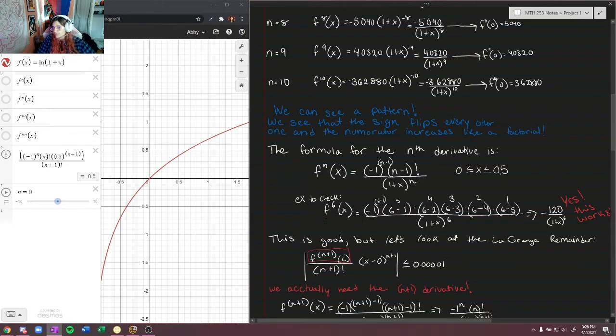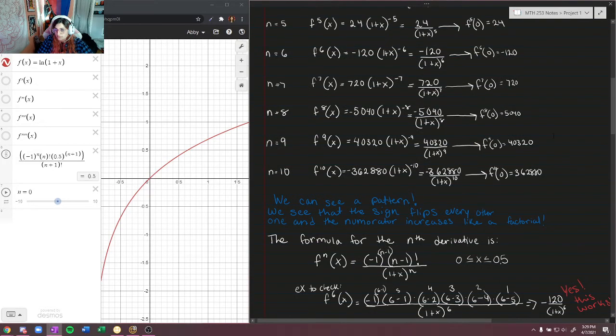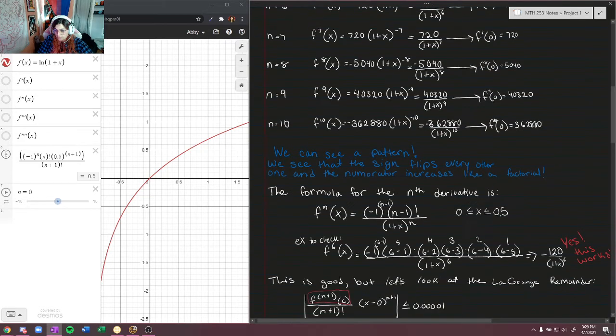I just randomly chose the sixth derivative, so we'd plug in 6 minus 1, which is 5. If negative 1 is being raised to the power of 5, it's going to be a negative number, so we get a negative. Then we need the n minus 1 factorial. We need that to walk down, so we have 5 times 4 times 3 times 2 times 1. We get this 120 on the top, and then the denominator is 1 plus x to the sixth. So let's see if that matches the derivative I found up here for n equals 6, and it does. That makes me feel good that this formula for the nth derivative works.